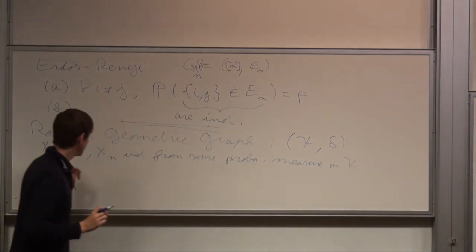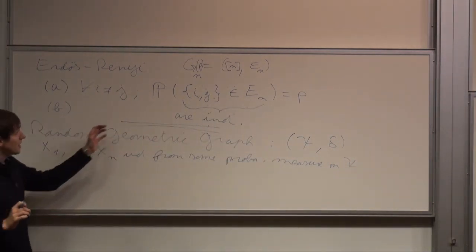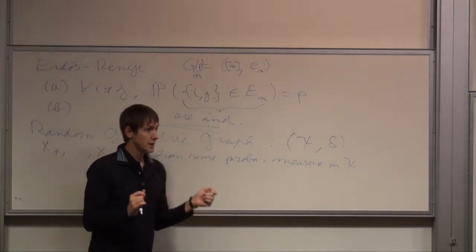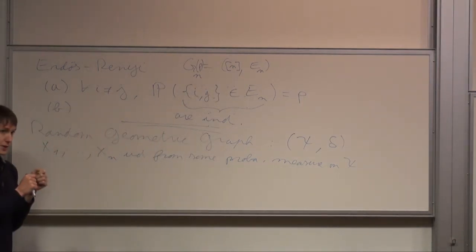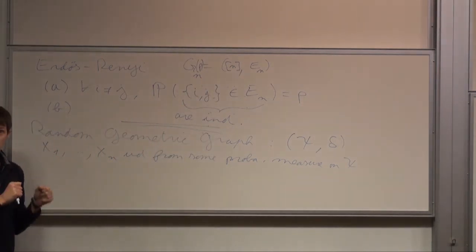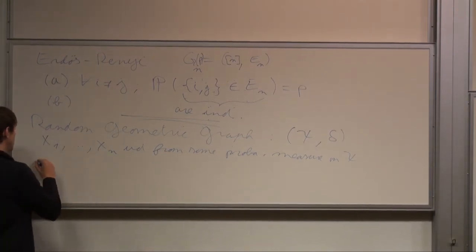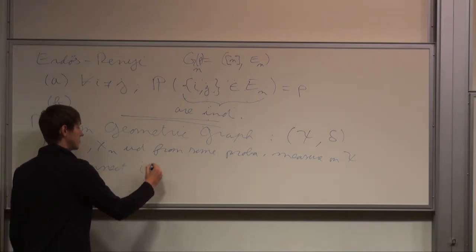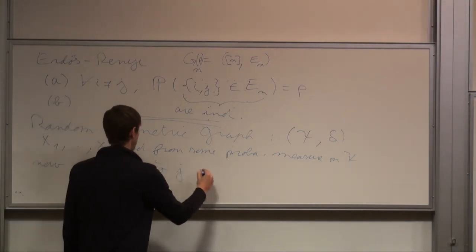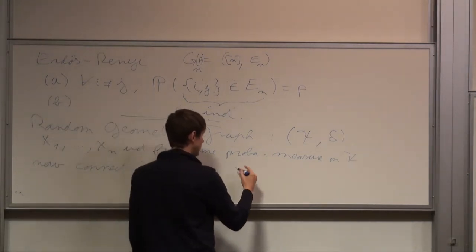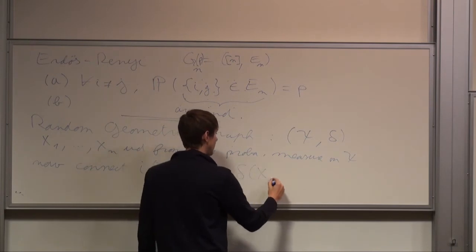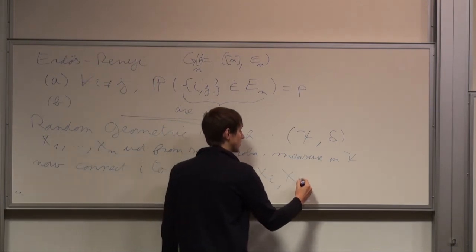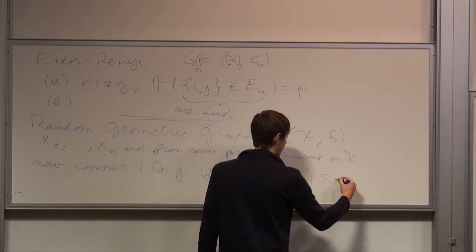And then what you do is that you are going to build a graph again on n vertices where i and j are going to be connected if xi is close to xj. Okay. And now connect i and j if, let's say, the distance between xi and xj is smaller than some value, let's call it r.